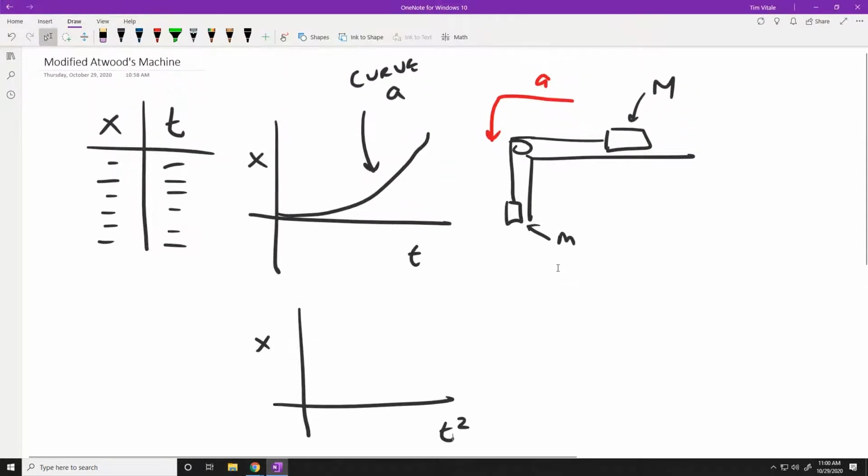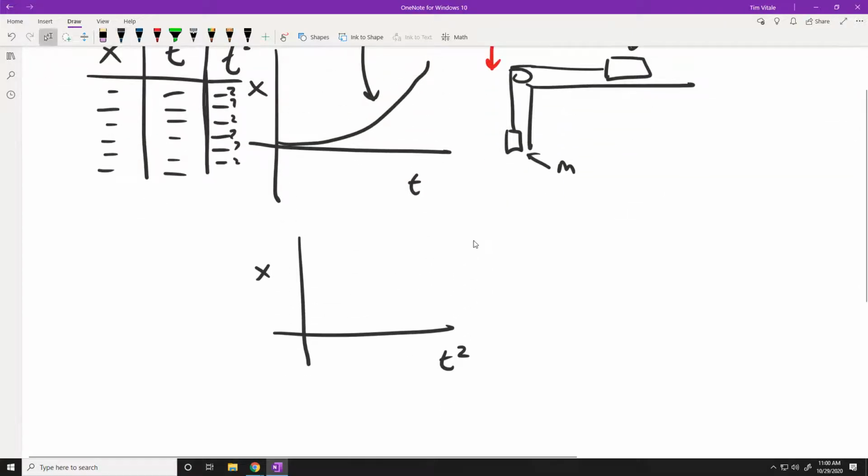So if we actually add a third column here and do time squared, what we can do is square each of those values and then replot the graph as x versus t squared. You should get a line afterwards, and that is helpful because then we can find the slope of that line. The slope of that line ends up being 1/2 times the acceleration.